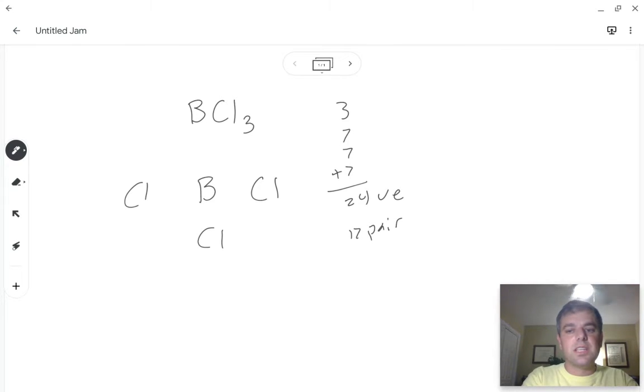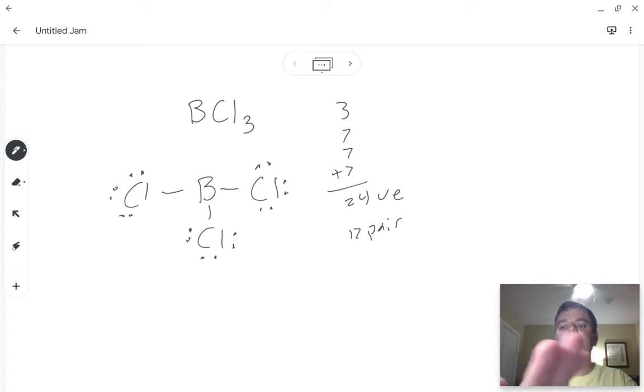So we start drawing in the electrons. 1, 2, 3, 4, 5, 6, 7, 8, 9, 10, 11, 12. And we just leave it exactly like that. We don't make double bonds and draw resonance structures with boron.